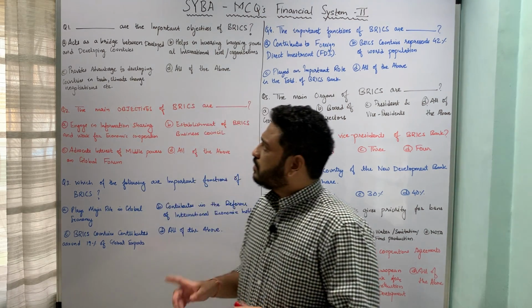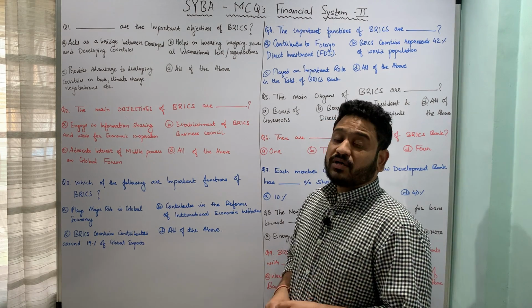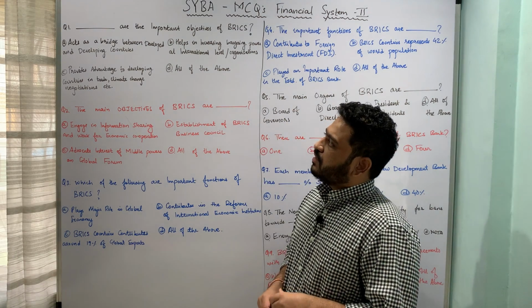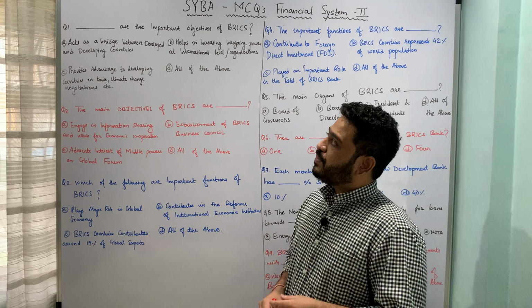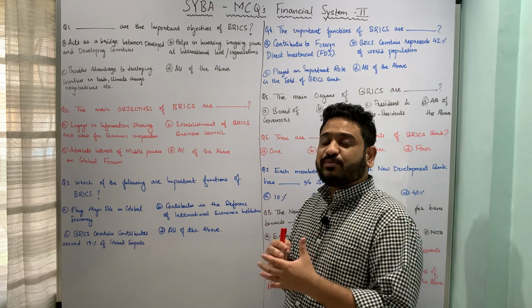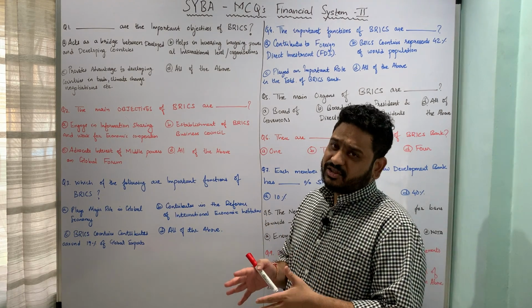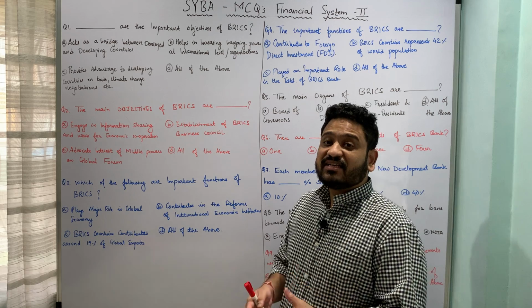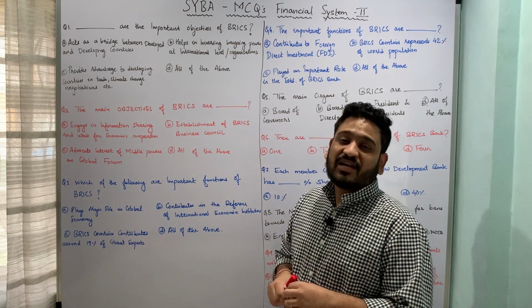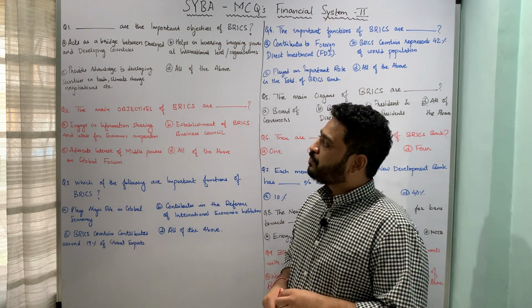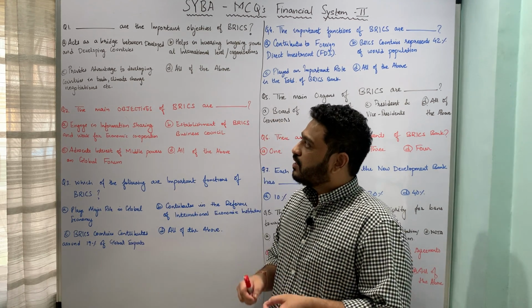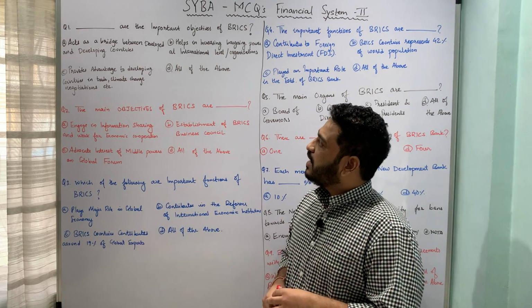So let's get started. The first question is, dash are the important objectives of Brics. What are the important objectives of Brics? And the underlying options are: first is acts as a bridge between developed and developing countries. That means Brics as an organization acts as a bridge between developed and developing nations. Second is helps in increasing the bargaining power of all these developing countries at international level or at international organizations. Third is provides advantage to developing countries in trade, climate change negotiations, etc. And last is all of the above.